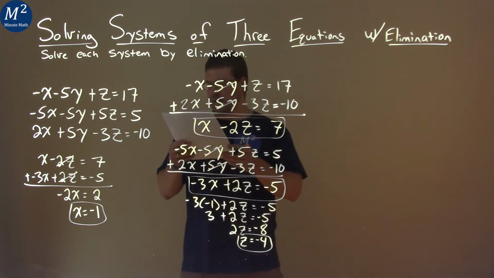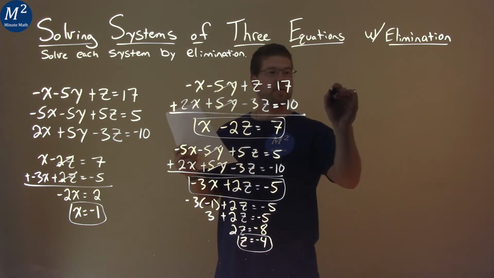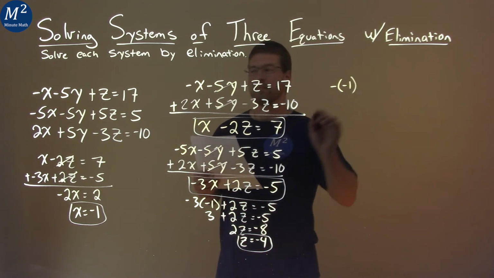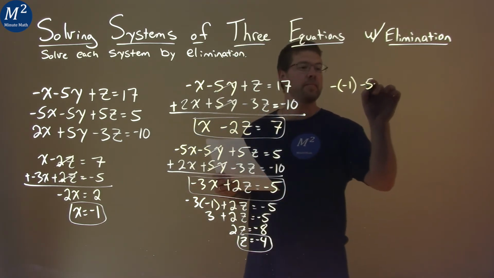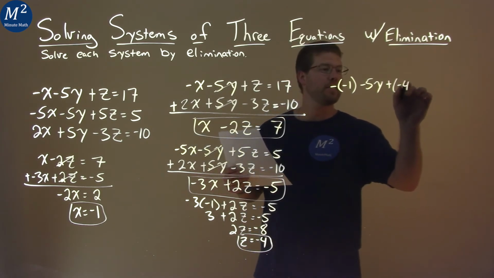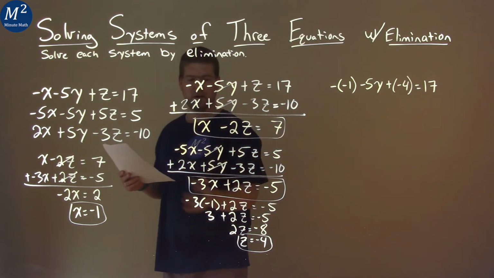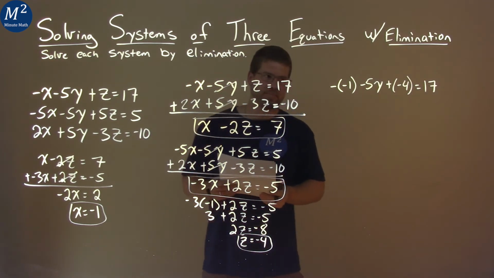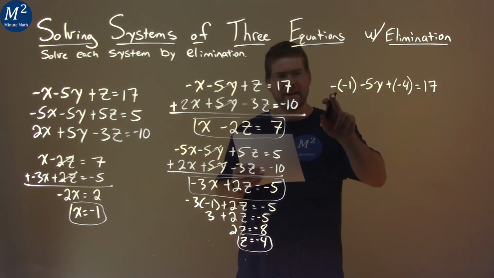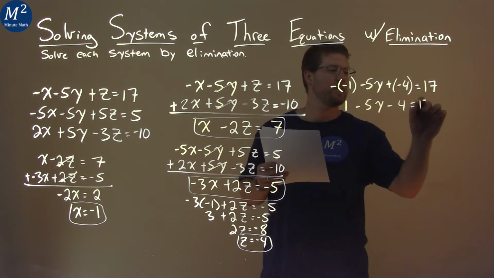The equation I picked, what I thought was easiest, was maybe the first equation. So let's rewrite that first equation: negative, and then instead of x, I'm going to put a negative 1 in, minus 5y plus z, negative 4, and that equals 17. And again, you can pick any one of these three equations to do this with. I just picked the first one. Now let's simplify and solve for y. Negative times negative 1 is a positive 1. Minus 5y minus 4 equals 17.